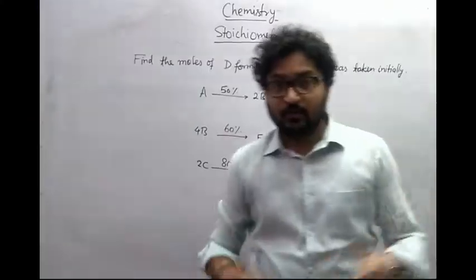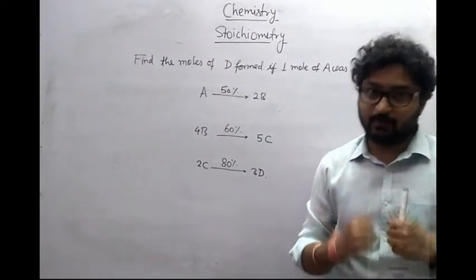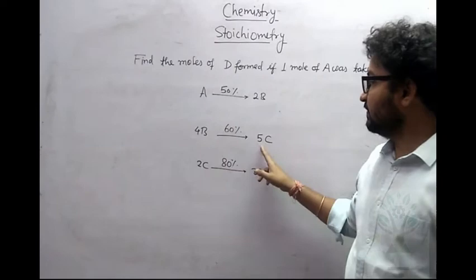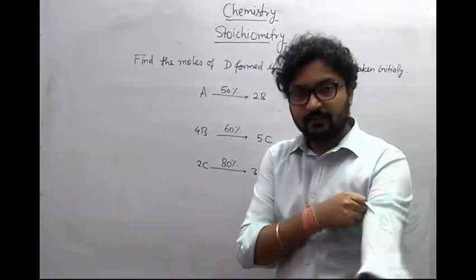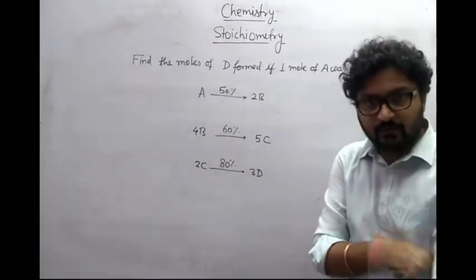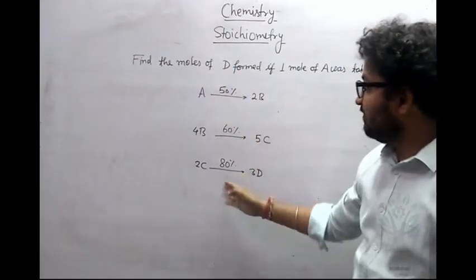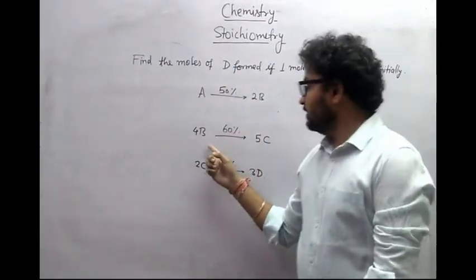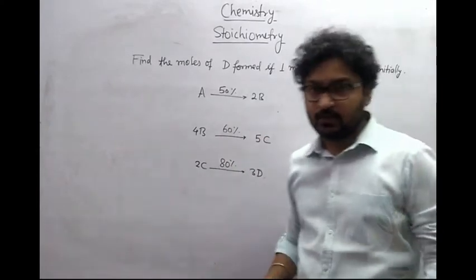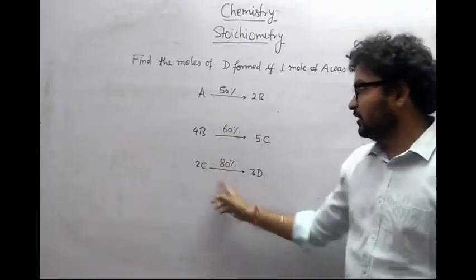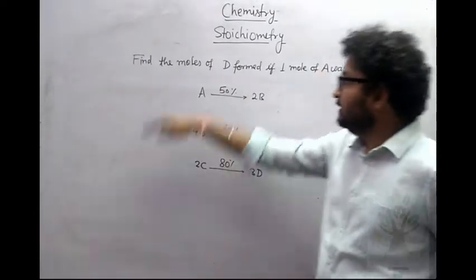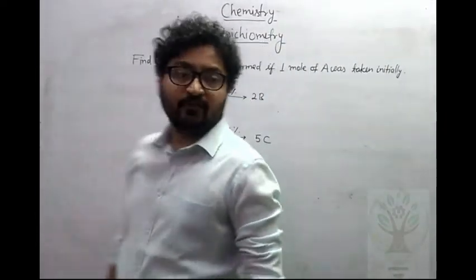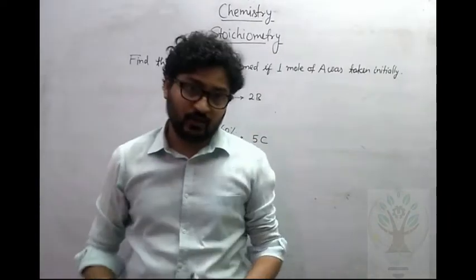Let's move forward. Now, let's solve a very difficult problem. See, A gives 2B, 4B gives 5C, and 2C gives 3D. This is what? A sequential reaction. And see, each reaction has a given efficiency. First reaction has efficiency how much? 50%. Second step has efficiency how much? 60%. Third step has efficiency how much? 80%. Now what are they asking? They are asking: find the moles of D formed if 1 mole of A was taken initially.